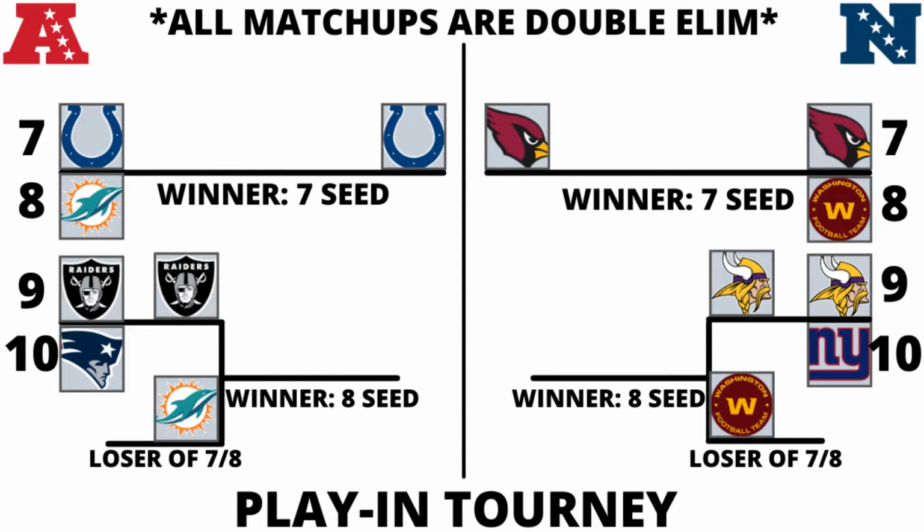As you can see, I'll have it pulled up right now. The 7 seeds from both conferences include the Colts and the Cardinals. And then we're going to have these two matchups here. We'll have the Raiders and Dolphins, and now the Vikings and Washington football team. So what we're going to do is go back to the AFC and do the Raiders, Dolphins, and then come back and do the Vikings, Washington.